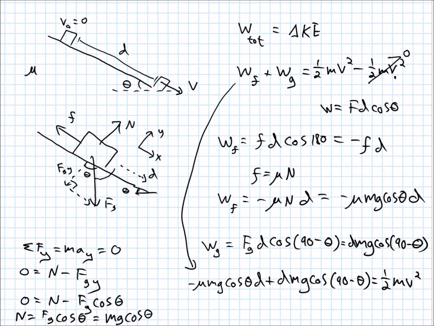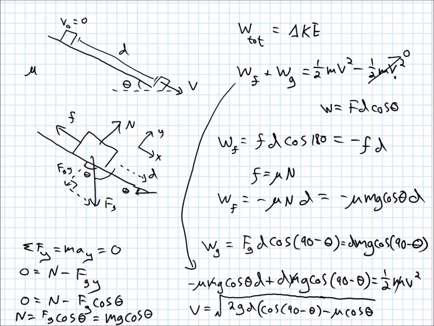Okay, we have an m everywhere, so we can divide through by m and solve for v. Multiply both sides by 2, take the square root, and we get that v is equal to the square root of, let's see, and I don't know, I could factor out 2g from that side, 2gd for that matter, cosine of 90 minus theta minus mu cosine of theta. So just a little bit of algebra in that last step.